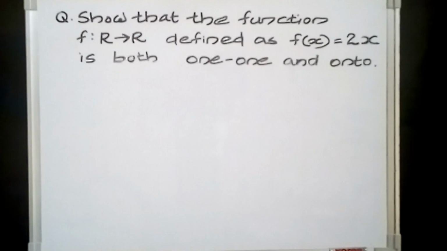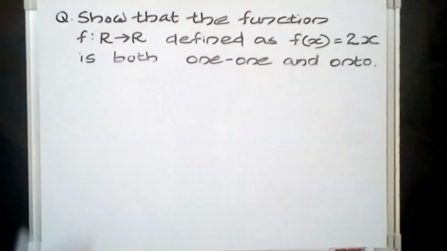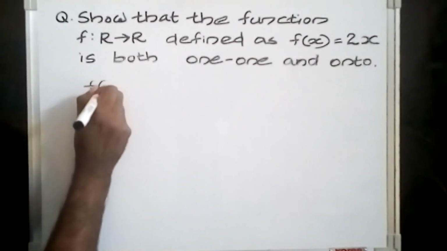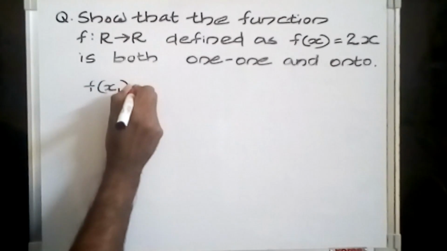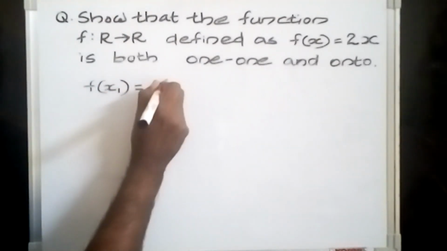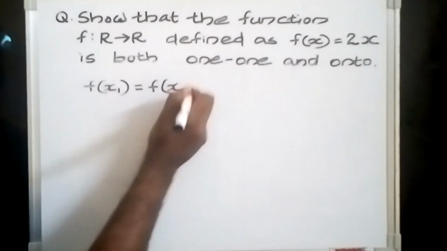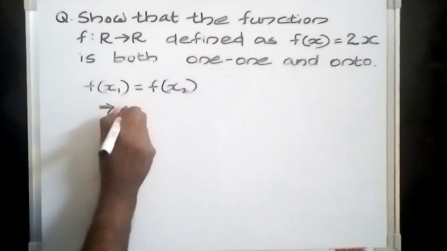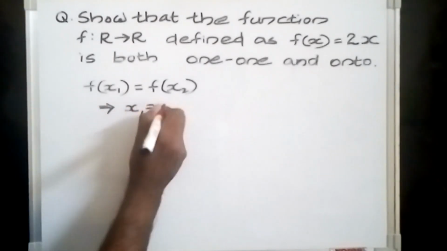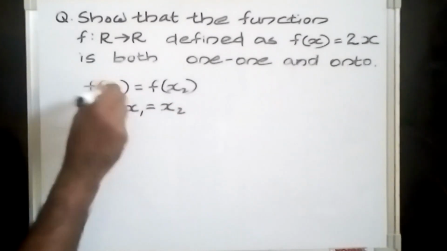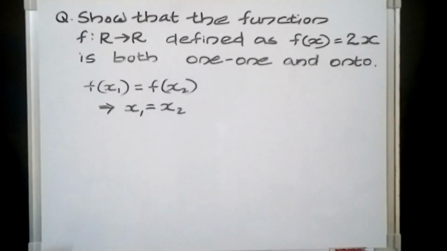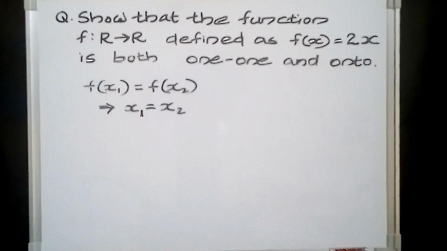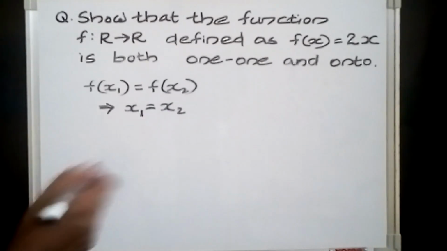The theoretical way of proving that a function is 1, 1 is that if f of x1 equal to f of x2, it implies x1 equal to x2. Whenever f of x1 becomes equal to f of x2, then x1 becomes x2 if the function is a 1, 1 function. Let us go to its meaning.